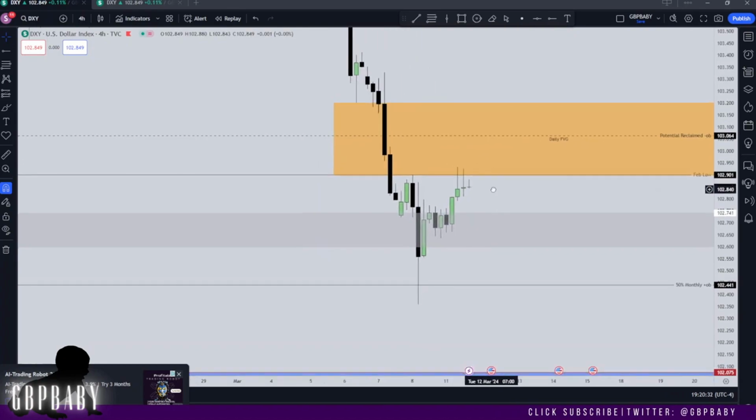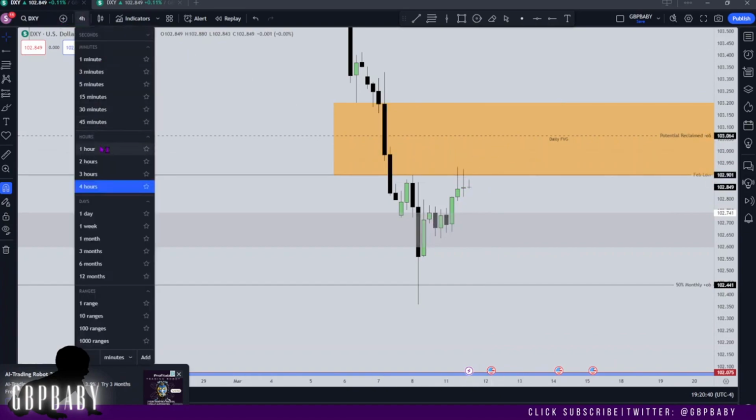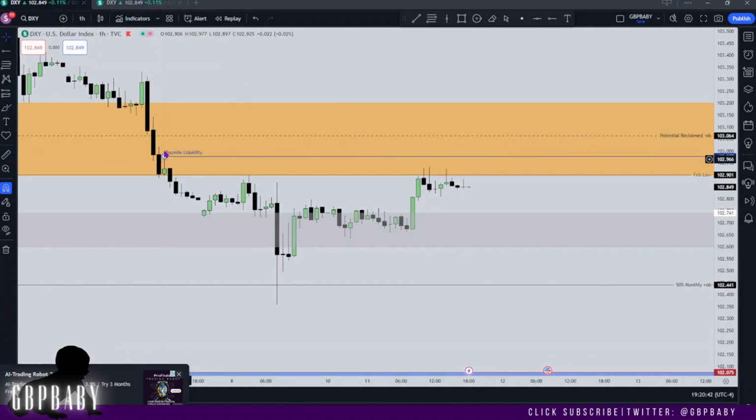Now moving into the new day, as in Tuesday where we have CPI, I do anticipate us to dig a little bit deeper into the daily fair value gap. I'd like to think that we can run out this hourly swing high right here, and that we can get a nice reaction off of that. So moving into the new day, I'm looking at the New York session, so between 2 a.m. and 5 a.m. New York time.